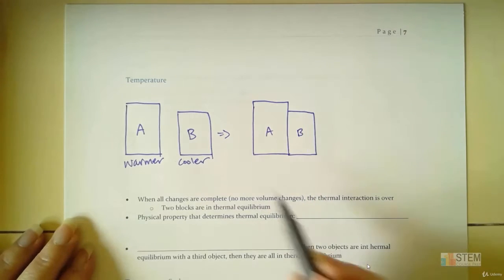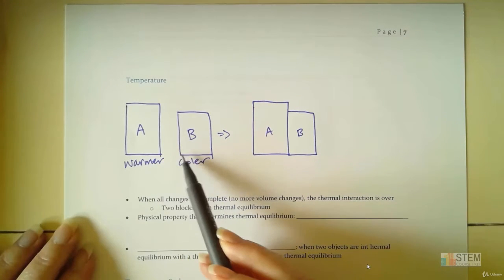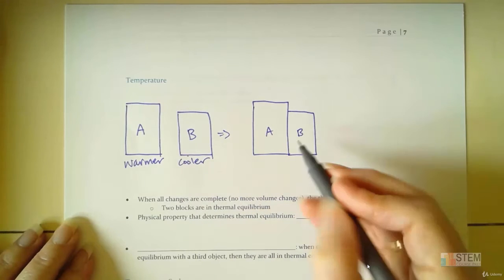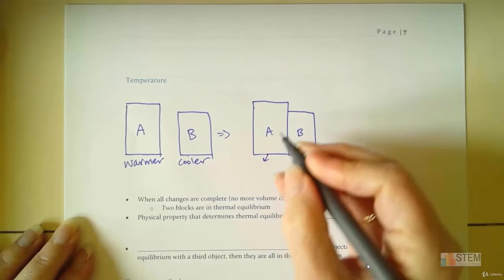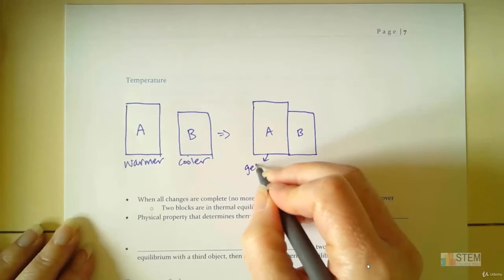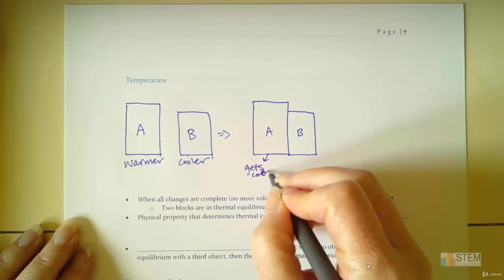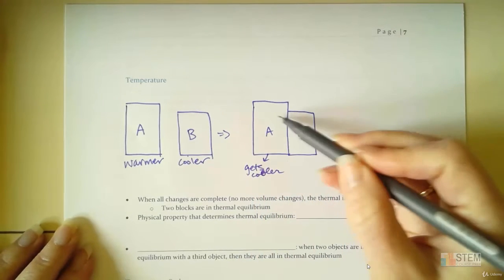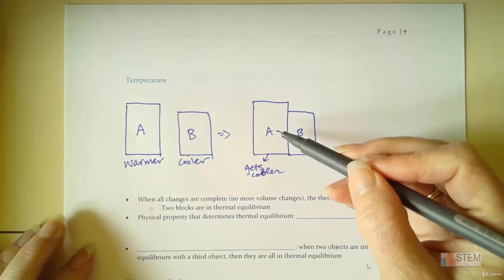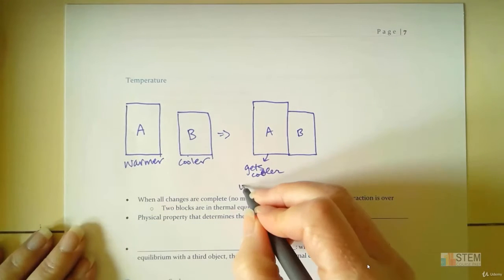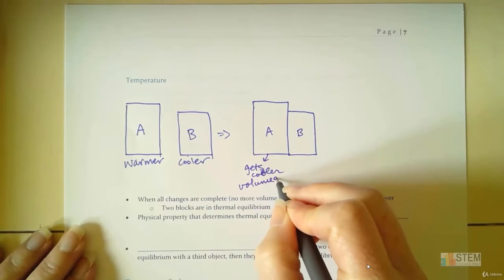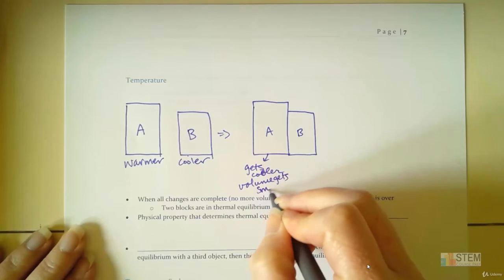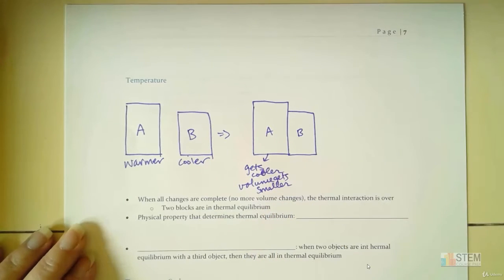Now, what's going to happen is this warmer body, since it's now in contact with a cooler body, is going to cool off. So this one gets cooler. And if we assume the volume could change here, since it's getting cooler, it's going to shrink. So the volume is going to get smaller.